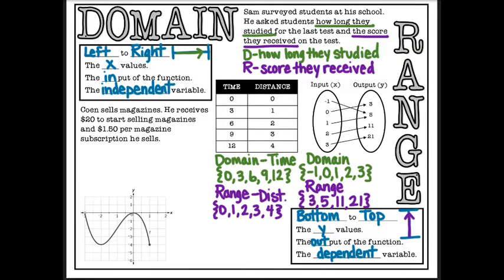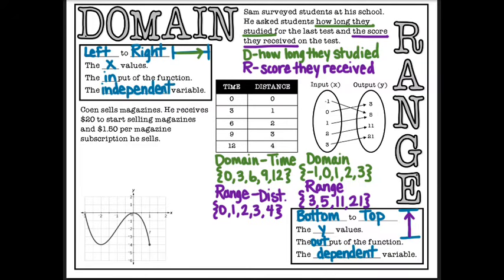Okay, now we're going to look at this situation where Cohen is selling magazines. He receives $20 to start selling magazines and $1.50 per magazine subscription he sells. So if you think about it, it would make sense that the money that Cohen makes is dependent on how many magazines he sells. Doesn't make sense the other way around. How many magazines he sells doesn't depend on the money that he makes.